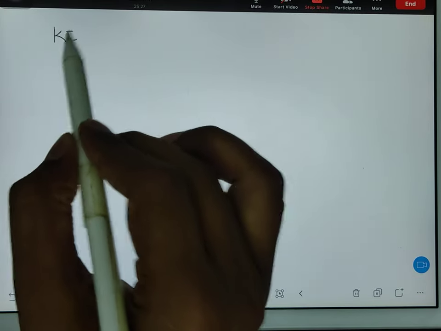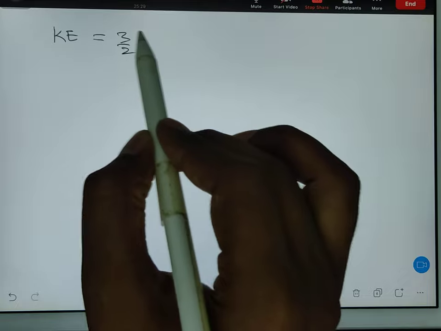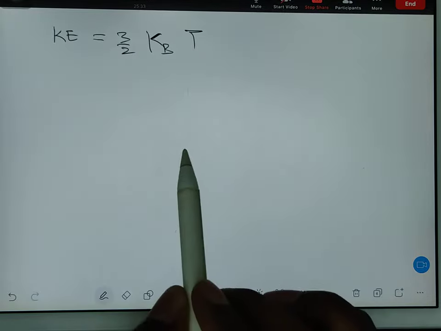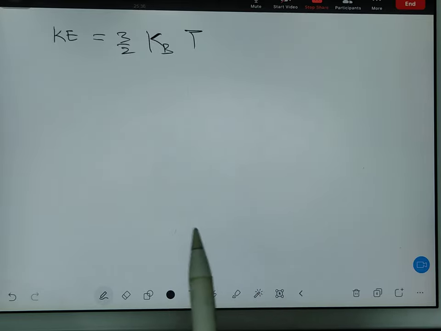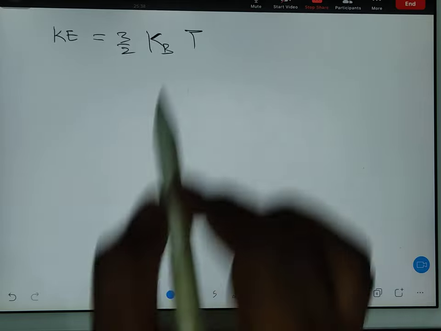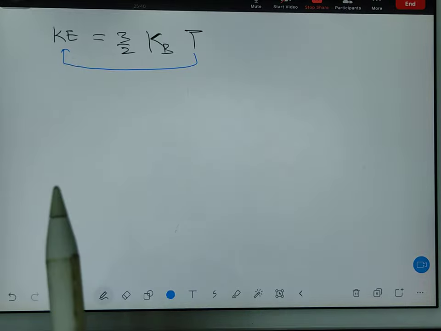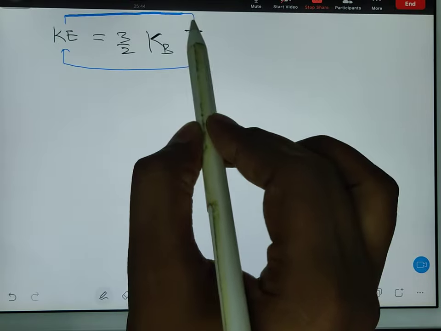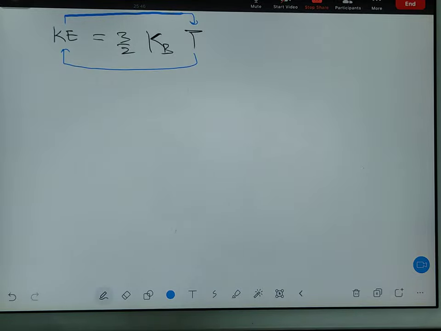You mention that kinetic energy is nothing but 3 by 2 kB T. This 3 by 2 is a constant number, the Boltzmann constant is also a constant number, and this temperature is in Kelvin. So this was the idea that temperature is giving you kinetic energy, and you can say vice versa, kinetic energy is giving you temperature in the system.